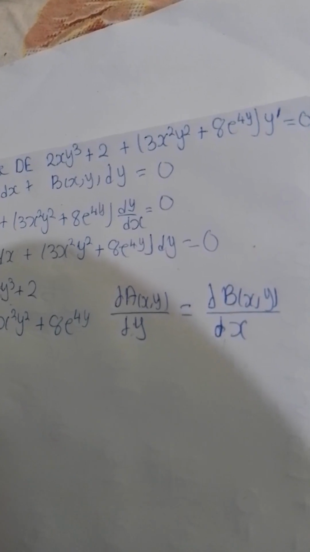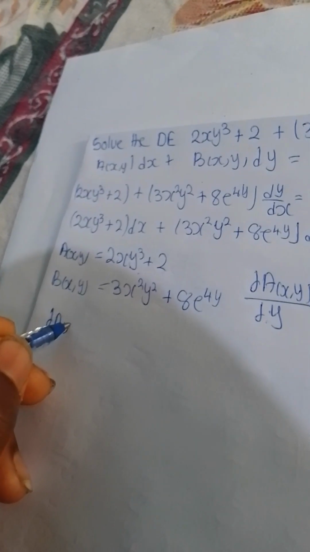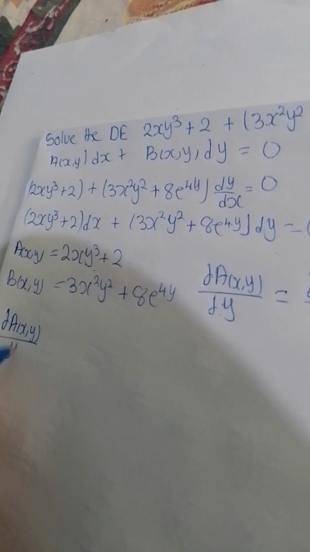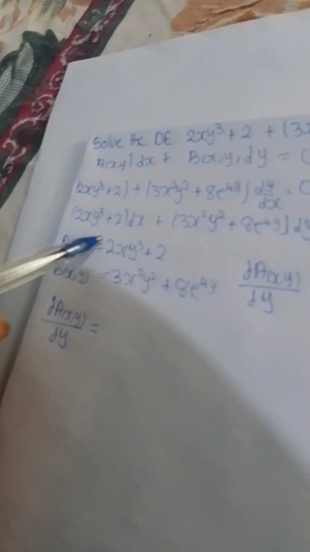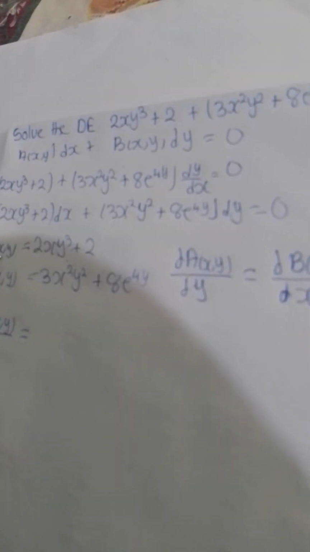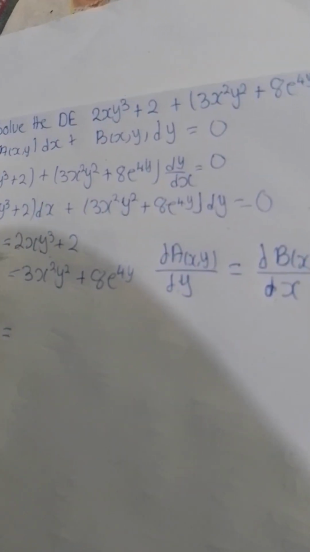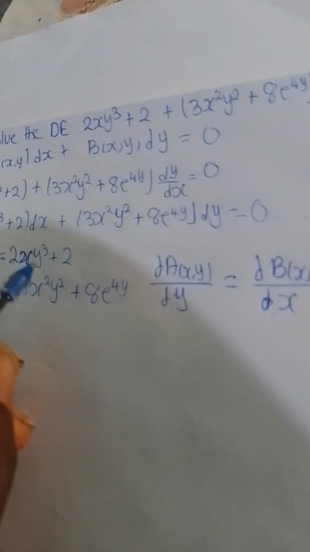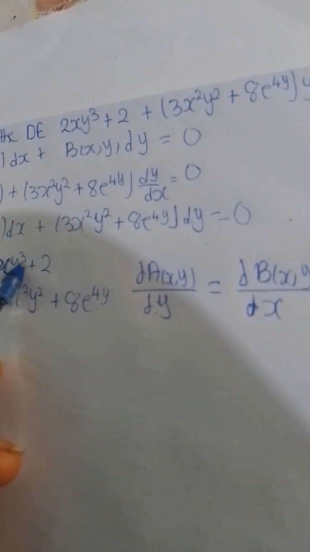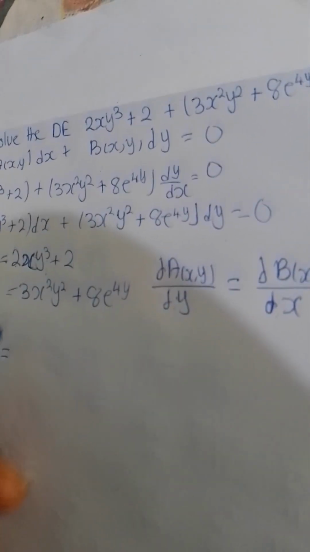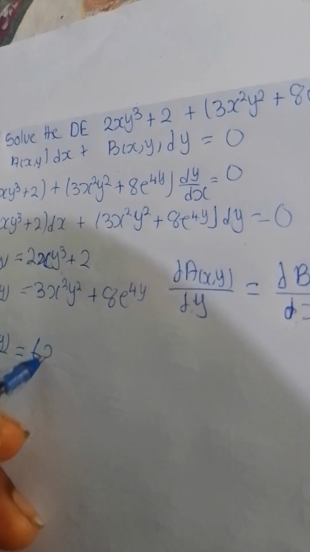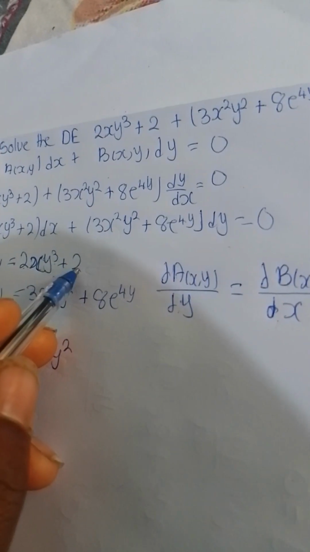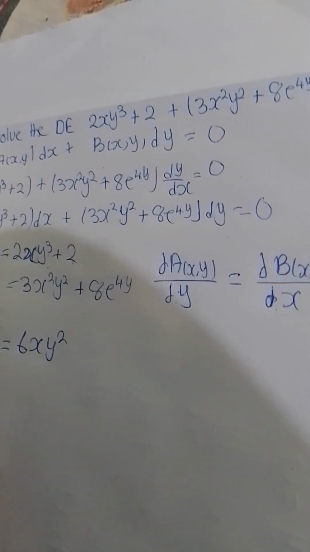So the partial derivative of a of x,y with respect to y will be equal to, while differentiating, there is something that must be taken into consideration. When you're differentiating a of x,y with respect to y, x behaves like a constant. So differentiating 2xy^3, I bring down the power and subtract 1 from the power. So 2 times 3, I have 6xy^2. The derivative of 2, a constant, is 0.